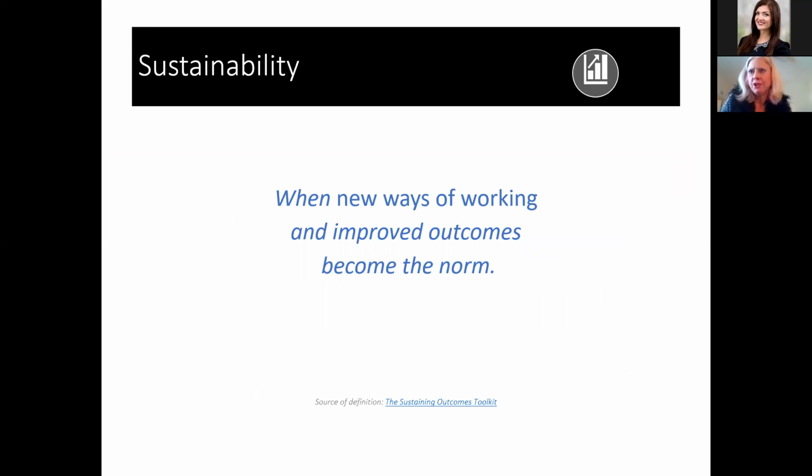So I'm going to give you an easy definition for sustainability. When new ways of working and improved outcomes become the norm. Isn't this great? So again, I've asked you to think about the changes you've made. What protocol or processes have made you, your agency, your clinic, that much more ahead of achieving those outcomes for preconception or a well woman's visit?